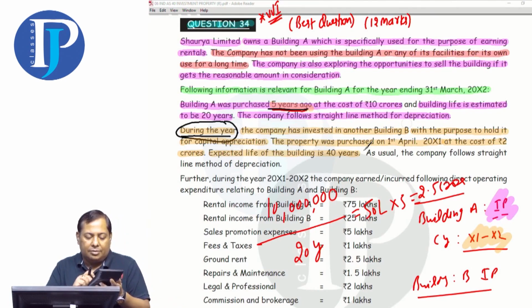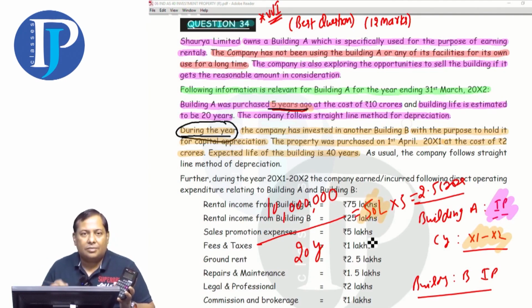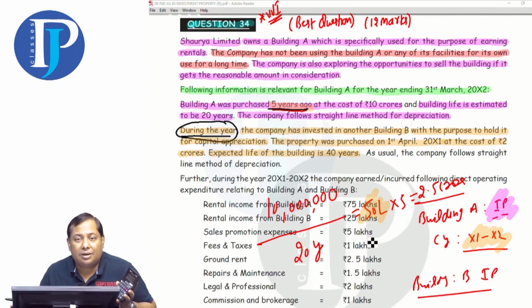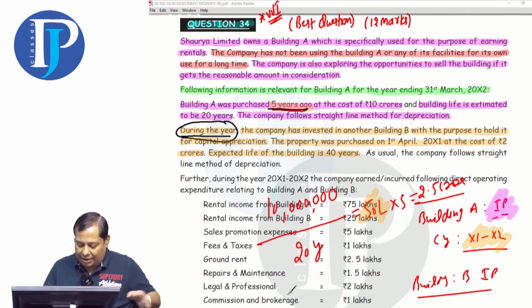So the annual depreciation is 5 lakh. When the figure goes in crore, my hands start shaking. I mean, it's 2 crore rupees, 40 years. So annual depreciation is 5 lakh rupees. Here depreciation of 50 lakh. Here is depreciation of 5 lakh. So what is the total depreciation? The total depreciation is 55 lakh rupees. Okay? You should read the question further.